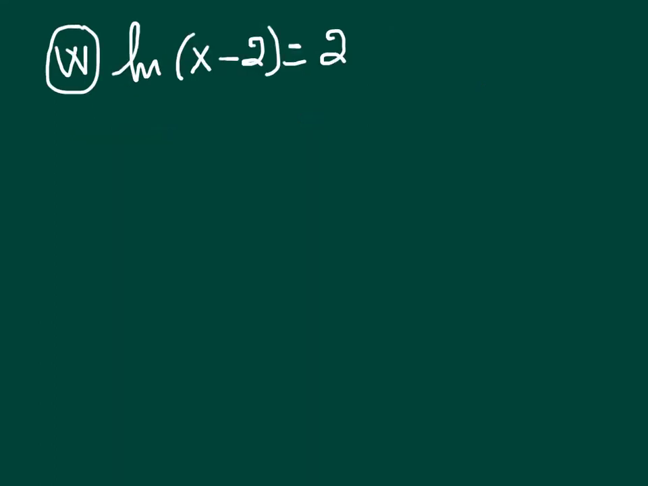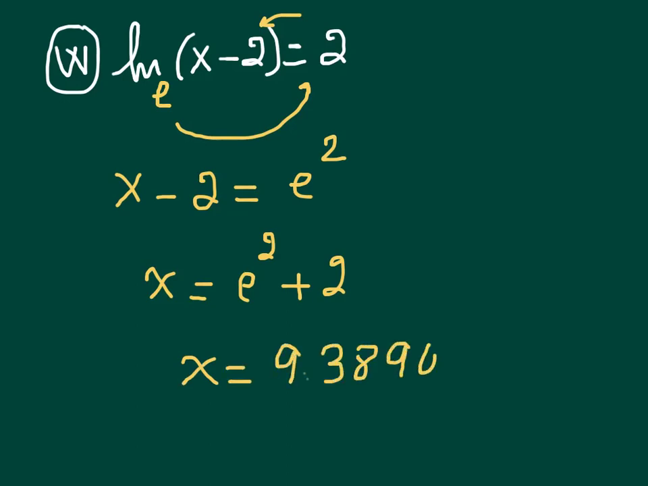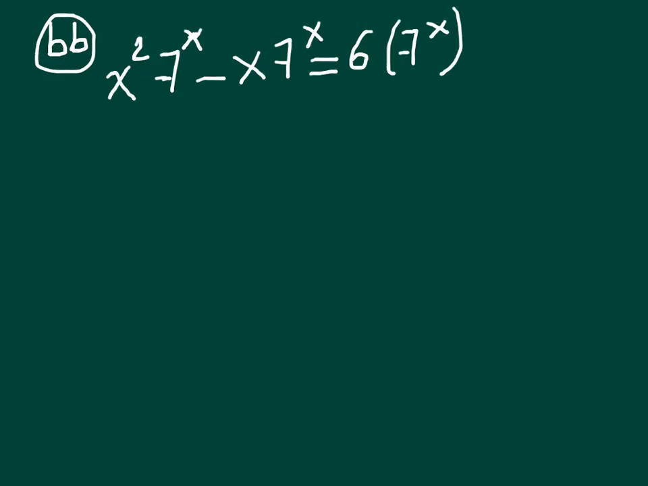B, you have already one log on one side. Can you take the base e in snail? And so that will give us x minus 2 equal e to the second power, and x is equal to e to the second plus 2. That means x is going to equal 9.3890. Done.